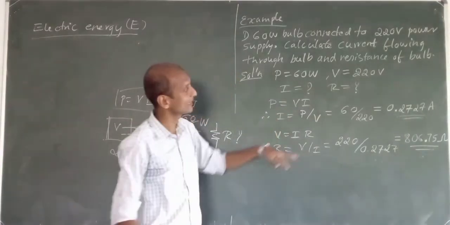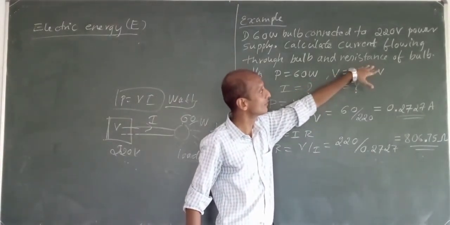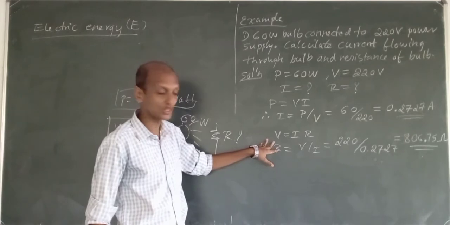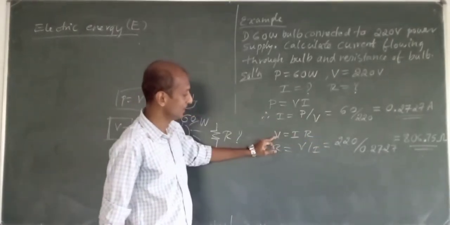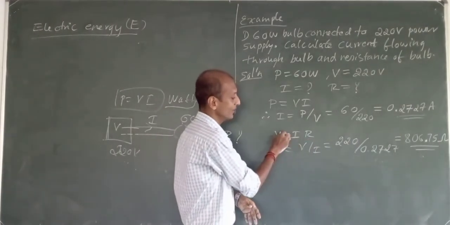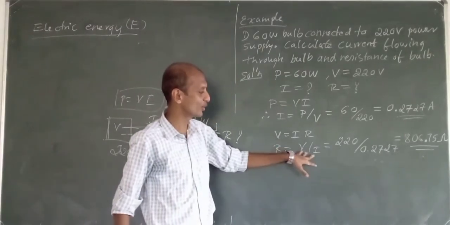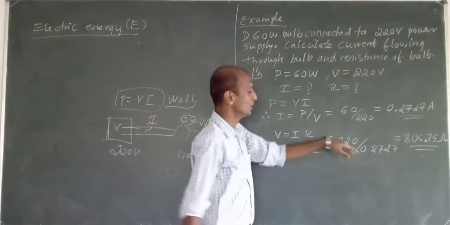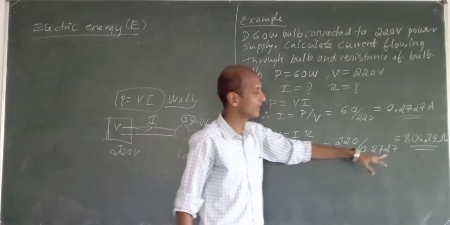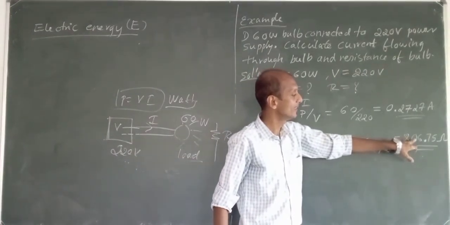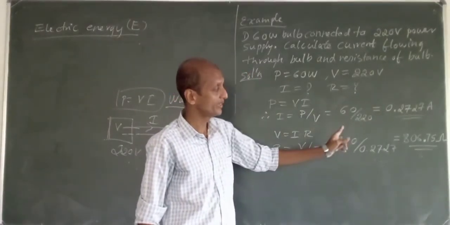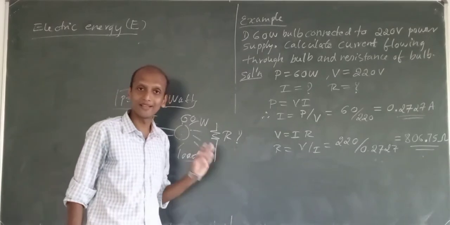Now we go for the calculation of the second part. The resistance of the bulb I have to calculate from Ohm's law. You know that V is equal to I into R, and I know V and I, so I can calculate R. R is equal to V divided by I. That is 220 volts divided by the current, 0.2727. If I do that, I get the resistance to be equal to 806.75 ohms. So 806.75 ohms of resistance is what we get.